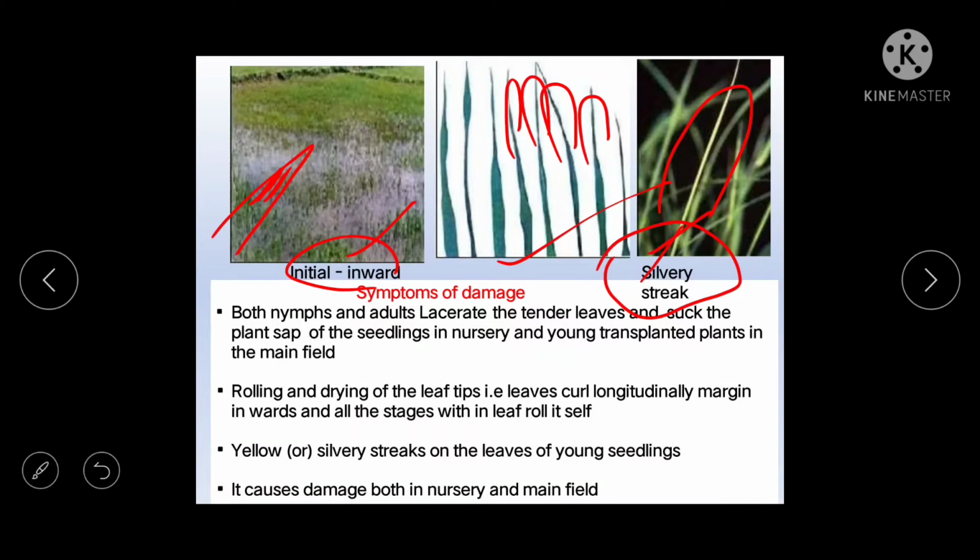Okay, and this thrips attack, normally they will occur in both the stages, like in nursery as well as in the main field they will attack. Okay, so rolling and drying of the leaf tip, already I have told, that is inward curling will occur. So this thing you can write in short, that inward curling of the leaf. Then yellow or silvery streak will occur on the young seedling. Okay, so these are the two important damage symptoms. So this thing already we have discussed, that they cause damage in both main field as well as nursery.